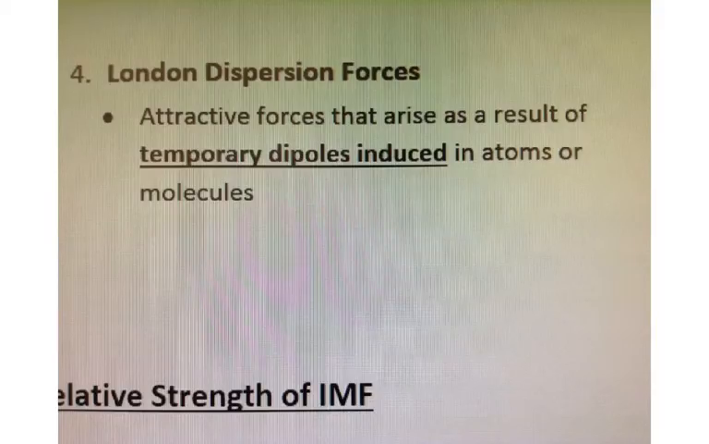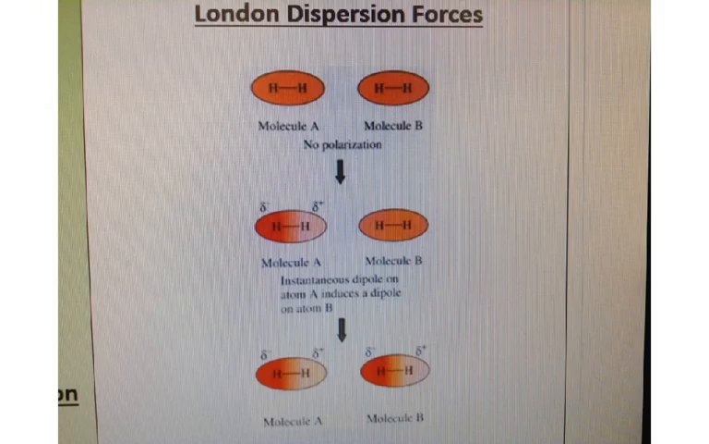All right. Another type of bond is London dispersion forces. That is an attraction force that arises from temporary induced dipoles. What I want you to note is that London dispersion forces exist between nonpolar molecules, or two nonpolar molecules. Well, if you think about it, a nonpolar molecule has no pull. Why? Because the electrons are evenly distributed.